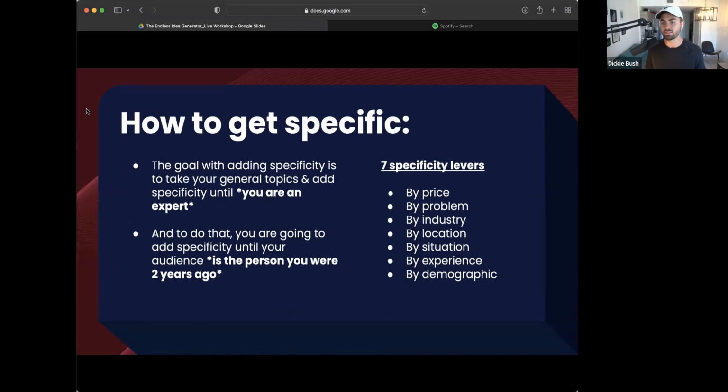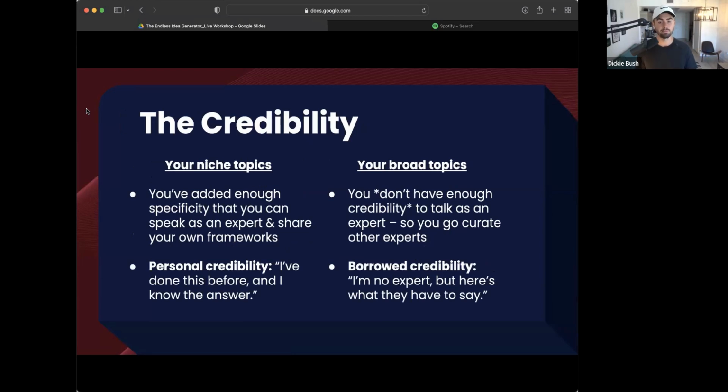Then you get specific. You choose one of these specificity levers, one of these 7 on the side. You can use as many of those as you want. The goal is to ramp these up until you are an expert on your topic. That's when you have a specific enough topic, when you take these 7 levers. And the easiest way to do this, who were you 2 years ago? Write to that person, right? So I was a beginner living in this city with this amount of money.